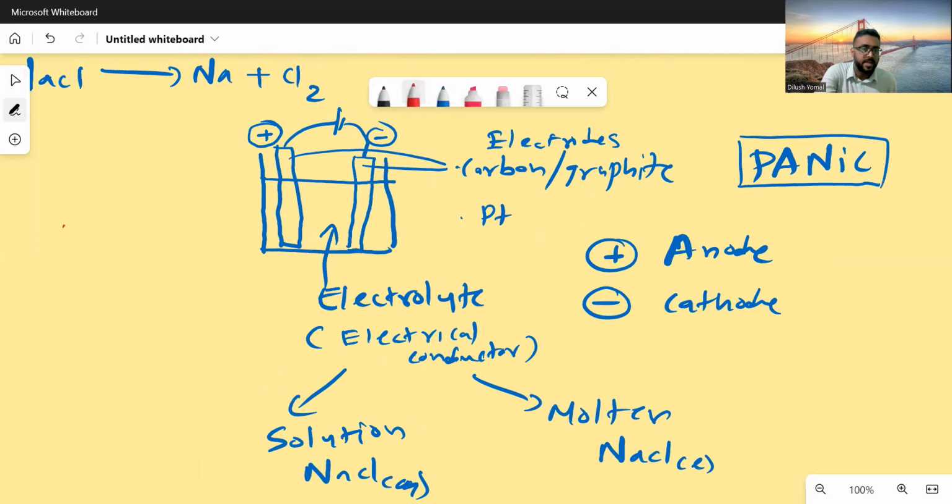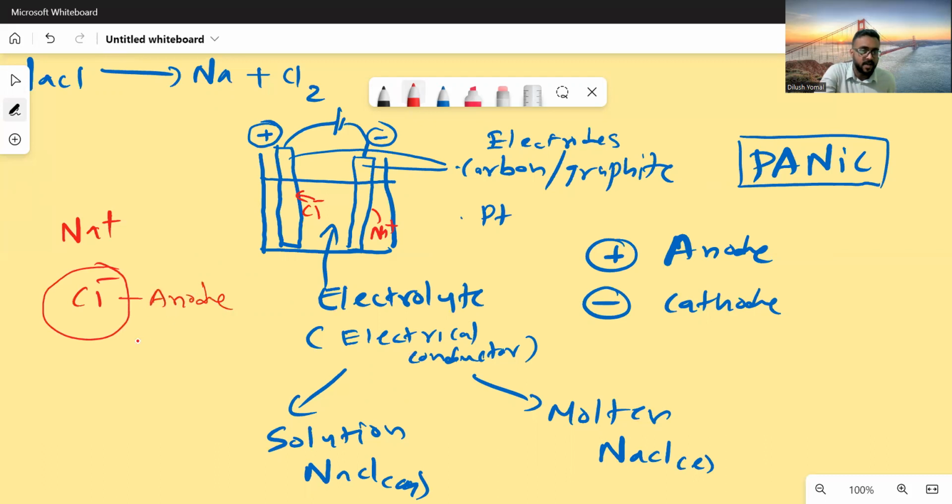Suppose we have Na+ and Cl- ions in this electrolyte. Cl- ions will be attracted to the positively charged electrode, and the Na+ ions are attracted to the negatively charged electrode. These electrodes we call the anode and the cathode, because the negative ions are always attracted to the anode.